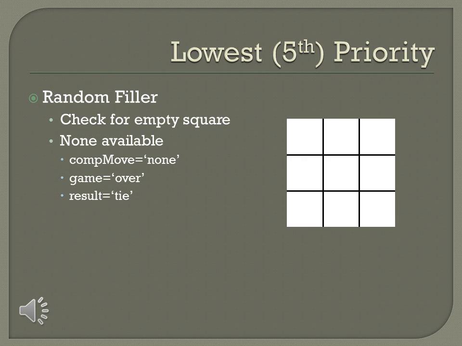If it doesn't find an empty space, which would be if the board was full, it will output comp move with the string none. At this point it will say game equals the string over, and the result will be tie. Game over is used as a while loop, and if game is over, then it will stop the while loop, and result tie is used in the program to display the final output of the game.